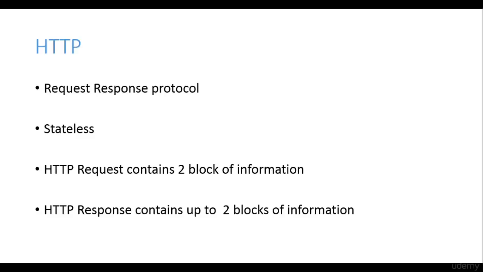The HTTP request contains two blocks of information while requesting to the server. The first block of the request is the header, and the other block is the actual request content. Similarly, the HTTP response contains completion status information about the request and may also contain requested content in its body.